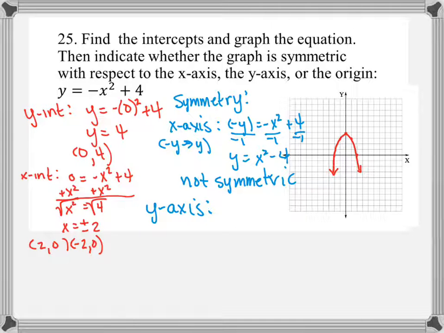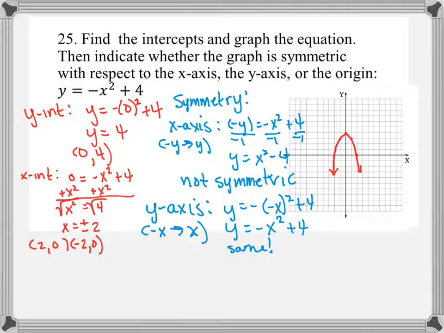Y-axis symmetry. We will substitute in the opposite of x everywhere we see x. So y equals the opposite of x squared plus 4, which simplifies to y equals negative x squared plus 4, which is identical to what we started with. So this is the same, so it is symmetric.